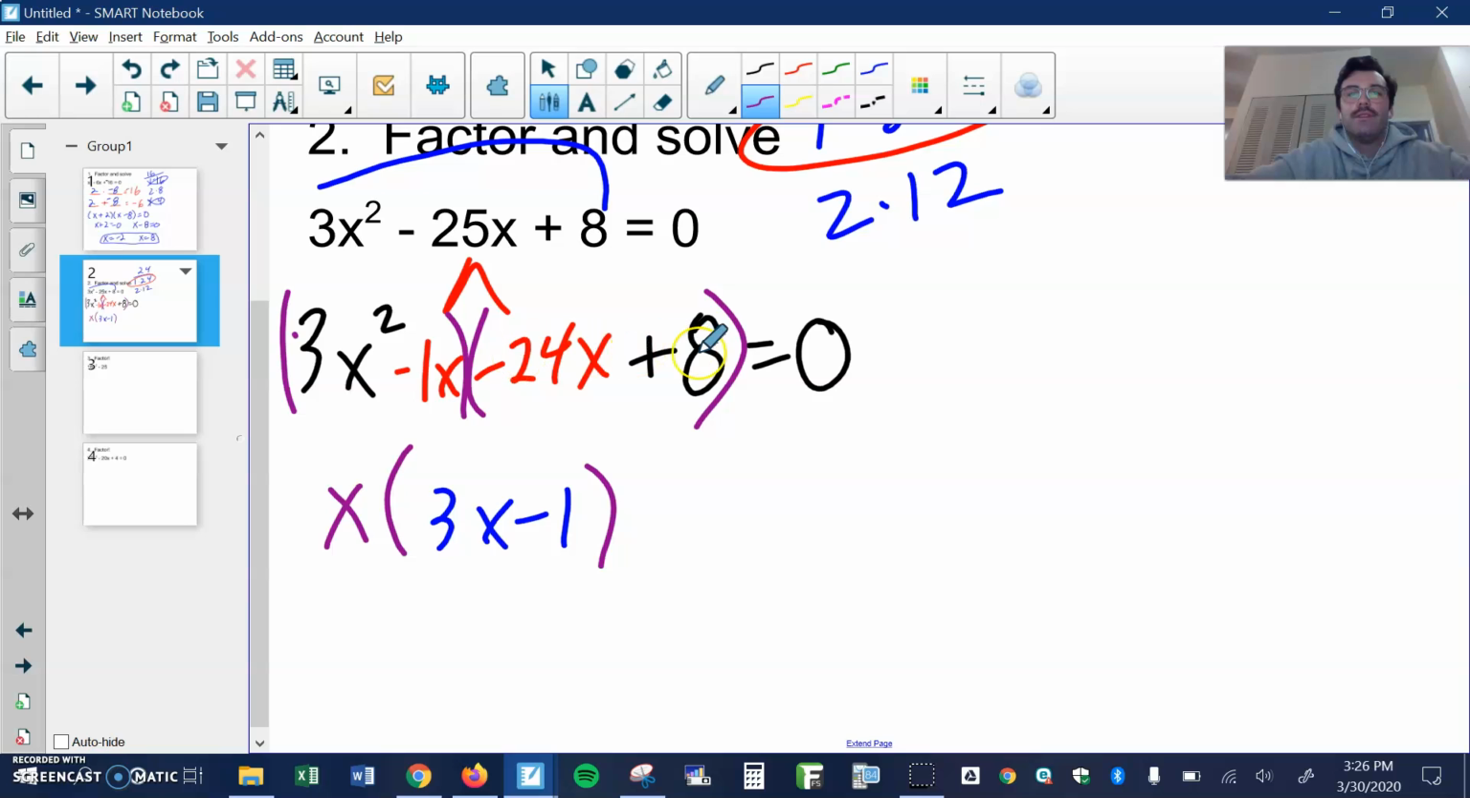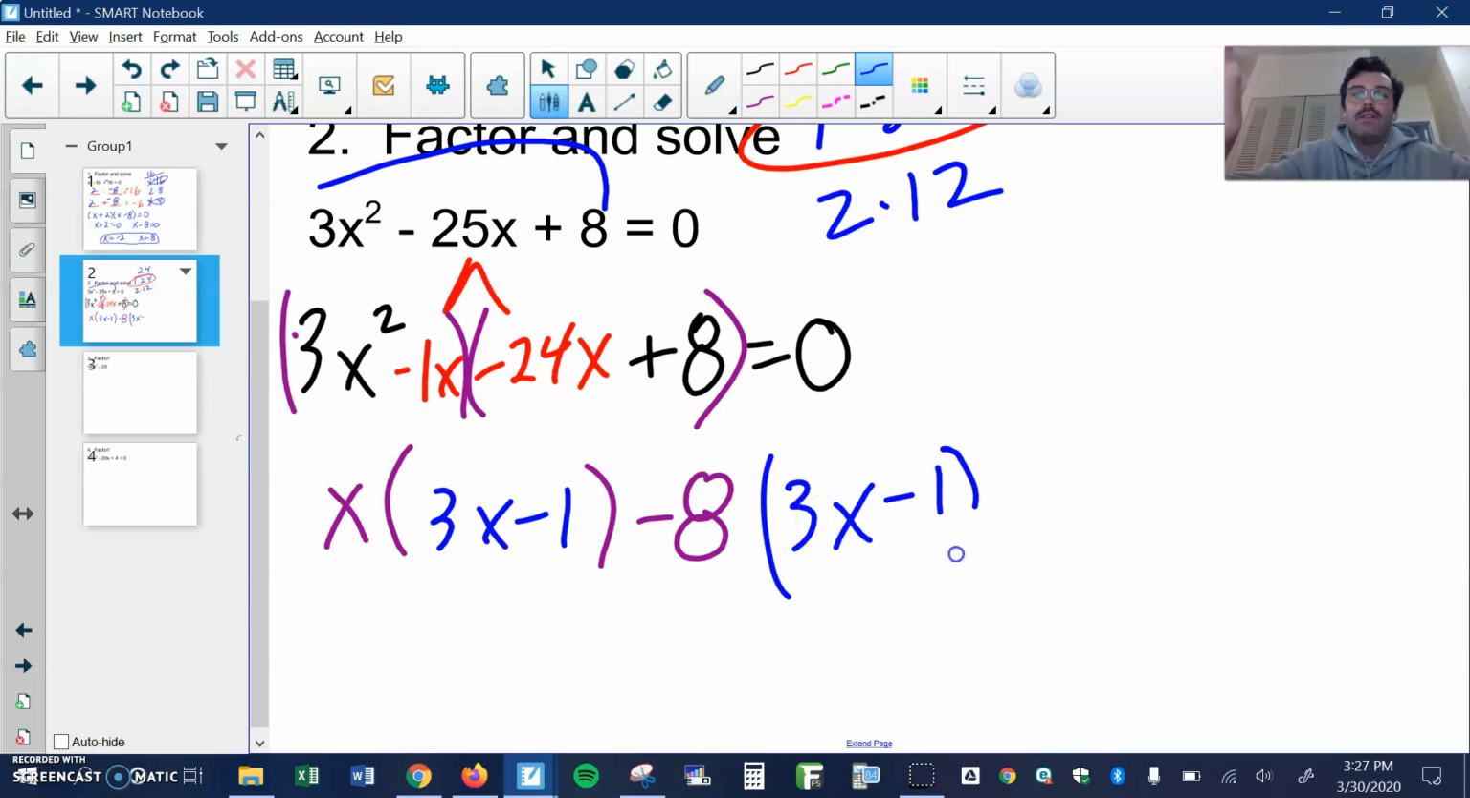The greatest common factor between negative 24 and positive 8 is negative 8. Now, I chose negative 8 because my first number here was negative. Also, I chose negative 8 because I want a positive 3x here and a negative 1 there. And if I took out a positive 8, it would be switched. This would be a negative 3, and that would be a positive 1. And that's still equal to 0.